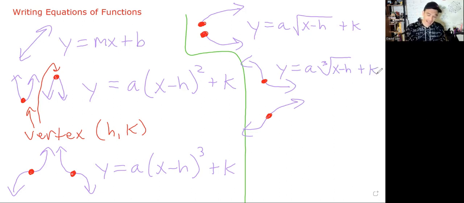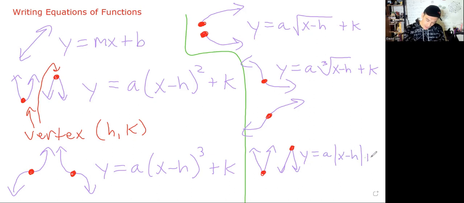Okay, and then finally, the last case that we'll consider is the good old absolute value function. Whether it opens up or down, the vertex would be this guy here, this guy there. And the equation that goes with that would be y equals a times the absolute value of (x minus h) plus k. Okay. So those are all the cases.